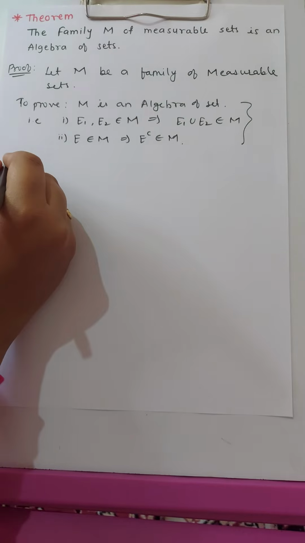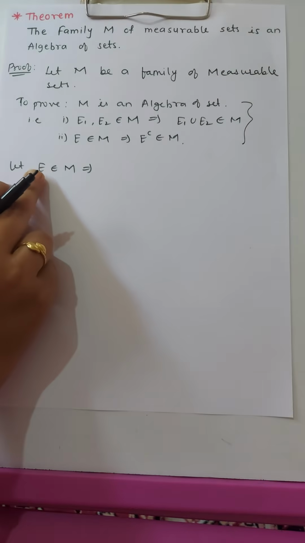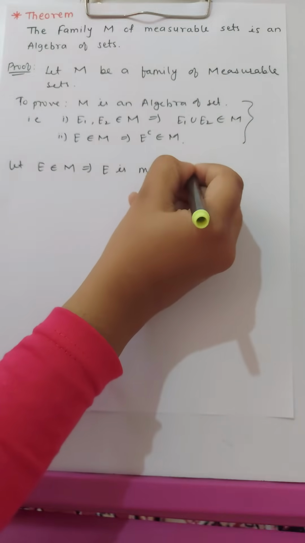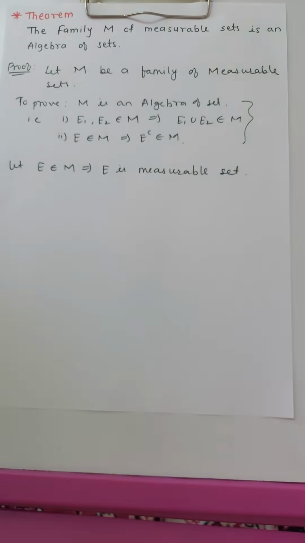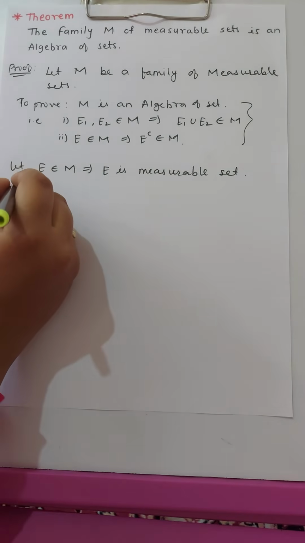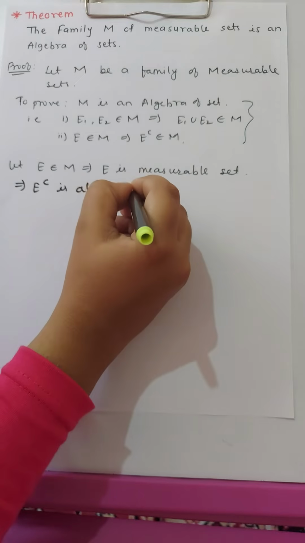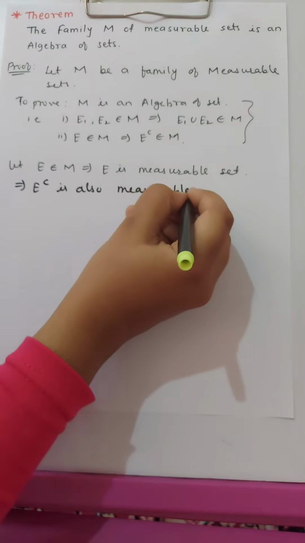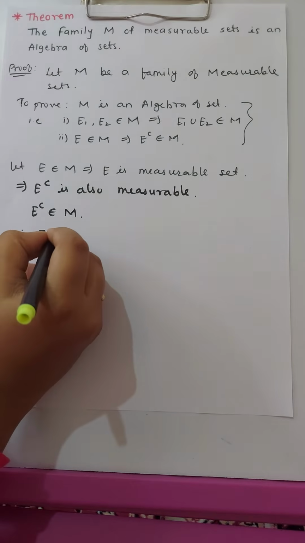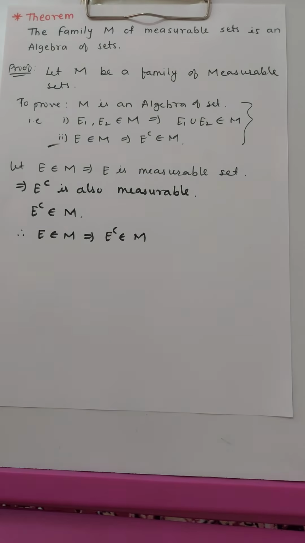Now, let E belong to M. Since E belongs to M, E is a measurable set. Now since E is measurable, this implies that E complement is also measurable. Therefore E complement belongs to M. Therefore for E belongs to M, we get E complement belongs to M. This second condition is proved.